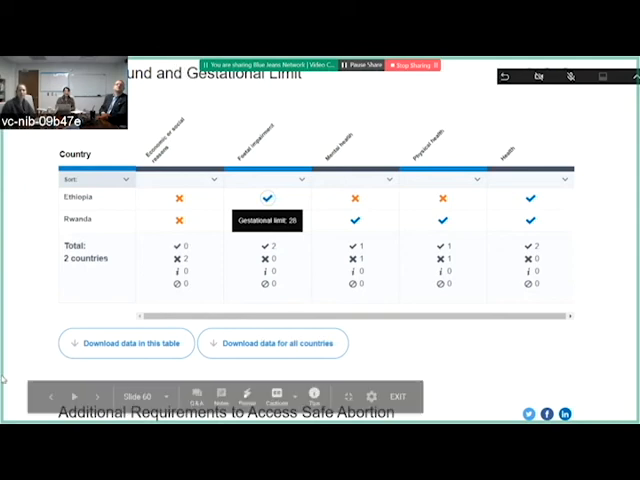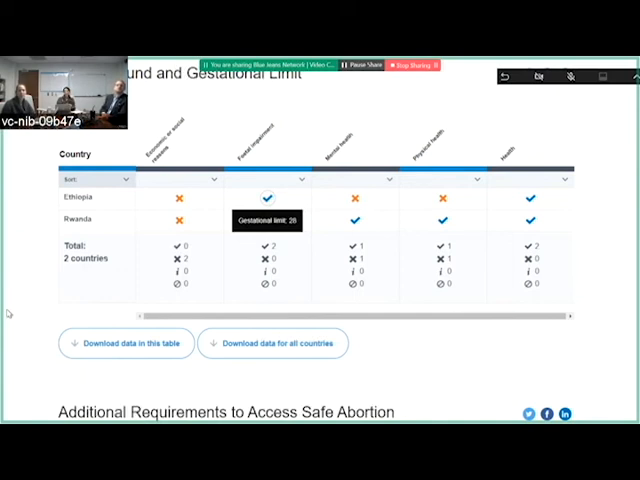You'll notice I can download the data. I can download the data from all countries. And remember, I did not choose all of the indicators I could have. I just wanted to choose these.